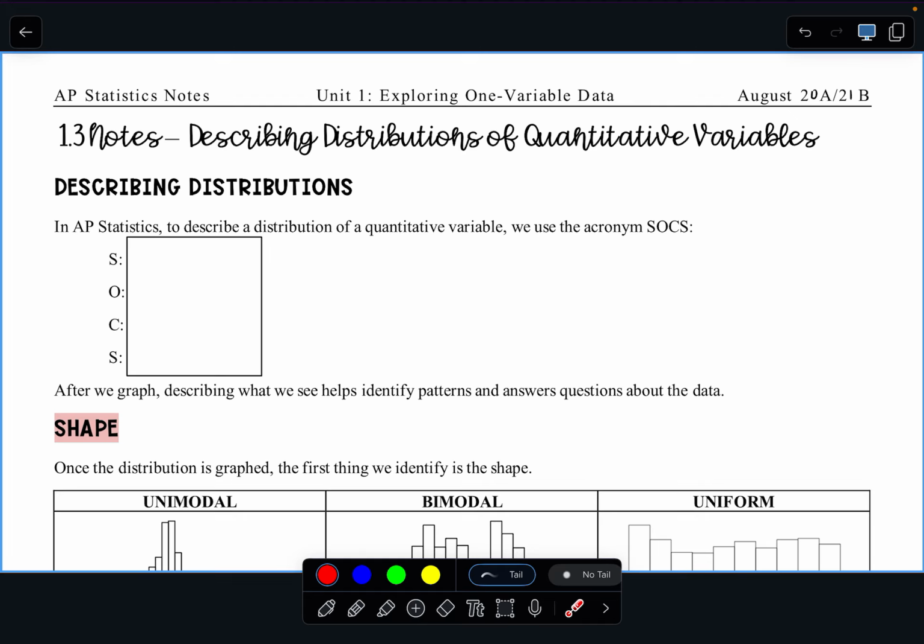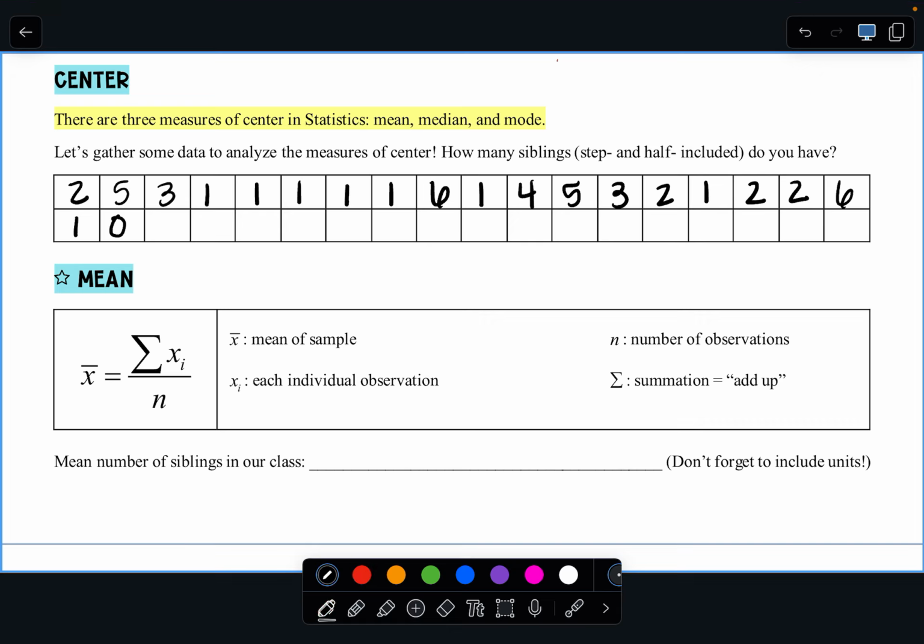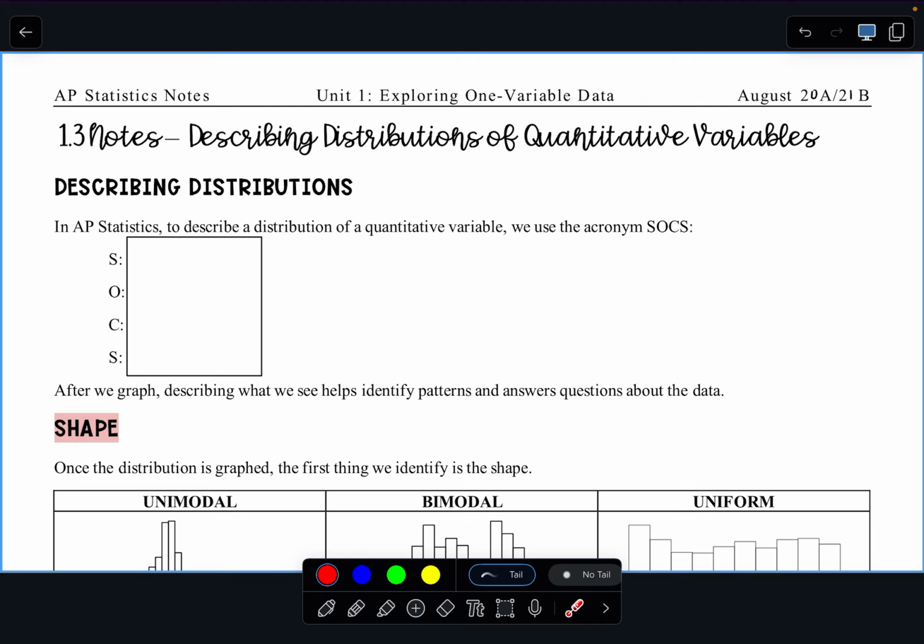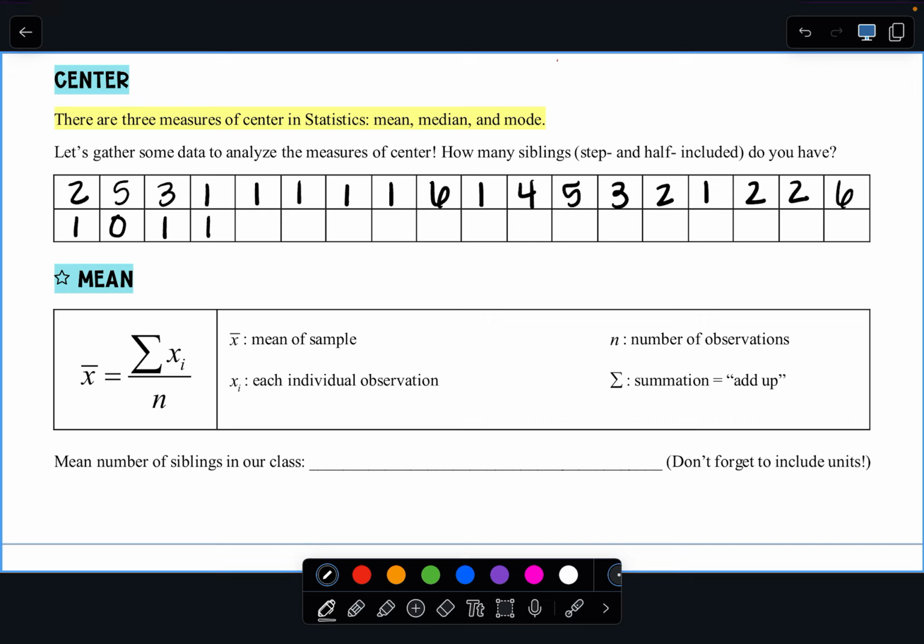Now for us, we have, Riley, how many siblings do you have? 1. We're going to add Riley to our list. Kaylin, how many siblings do you have? 1. We'll add Kaylin to our list too. 1 and 1.